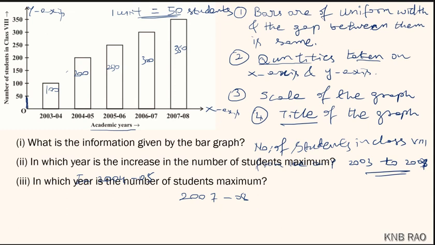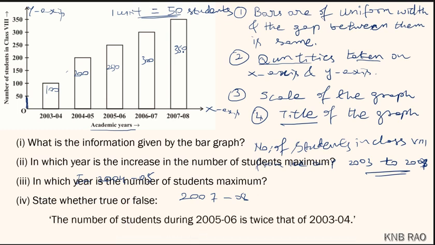See children, this is a vertical bar graph, because you could see vertical bars. Then let us go for double bar graph now. Oh, there is one more question in this. State whether the following statement is true or false: the number of students during 2005-6 is twice that of 2003-4.